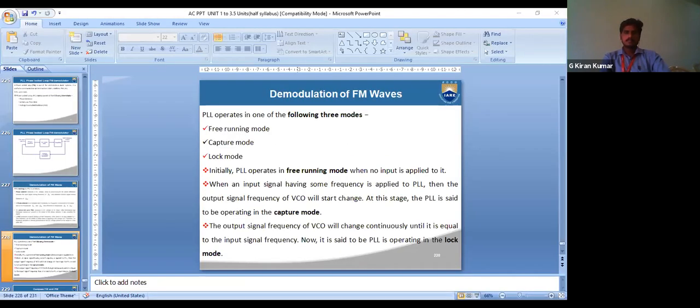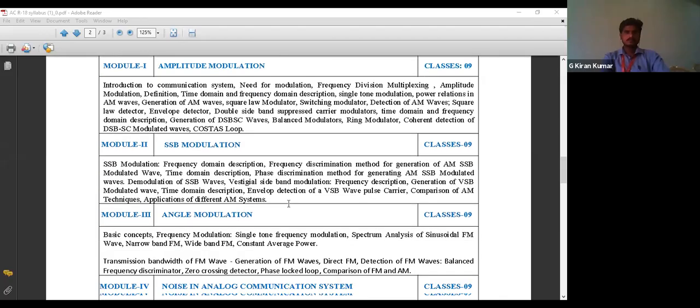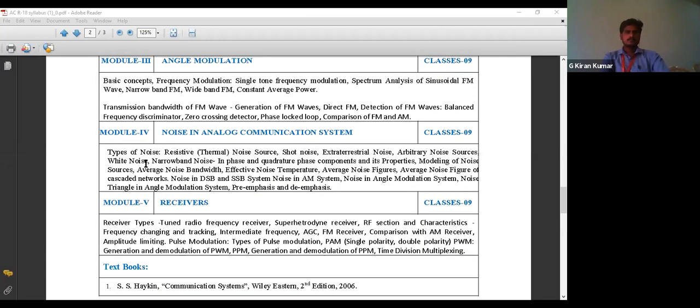Is there any remaining part to discuss? Yes. Okay. So the basic concept is over, single tone frequency modulation spectrum analysis is done, narrowband and wideband are done, and constant average power also can be done. Transmission bandwidth is discussed, and generation by the direct method, and detection of FM by balanced frequency discrimination. Zero crossing detector is there, phase lock loop and comparison of FM is discussed. Okay, right.